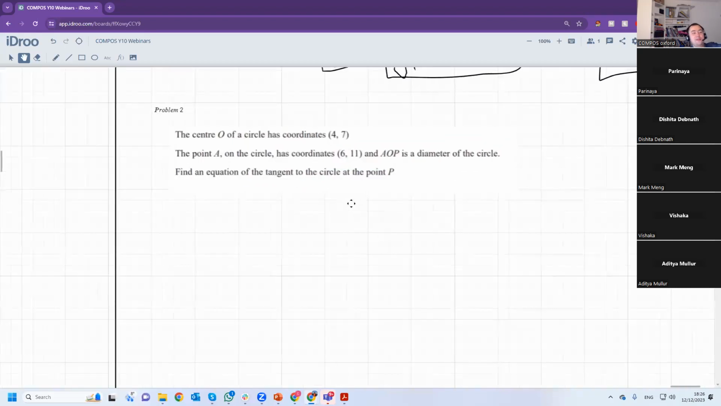The center O of a circle has coordinates 4, 7. The point A on the circle has coordinates 6, 11, and AOP is the diameter of the circle. Find the equation of the tangent to the circle at point P.